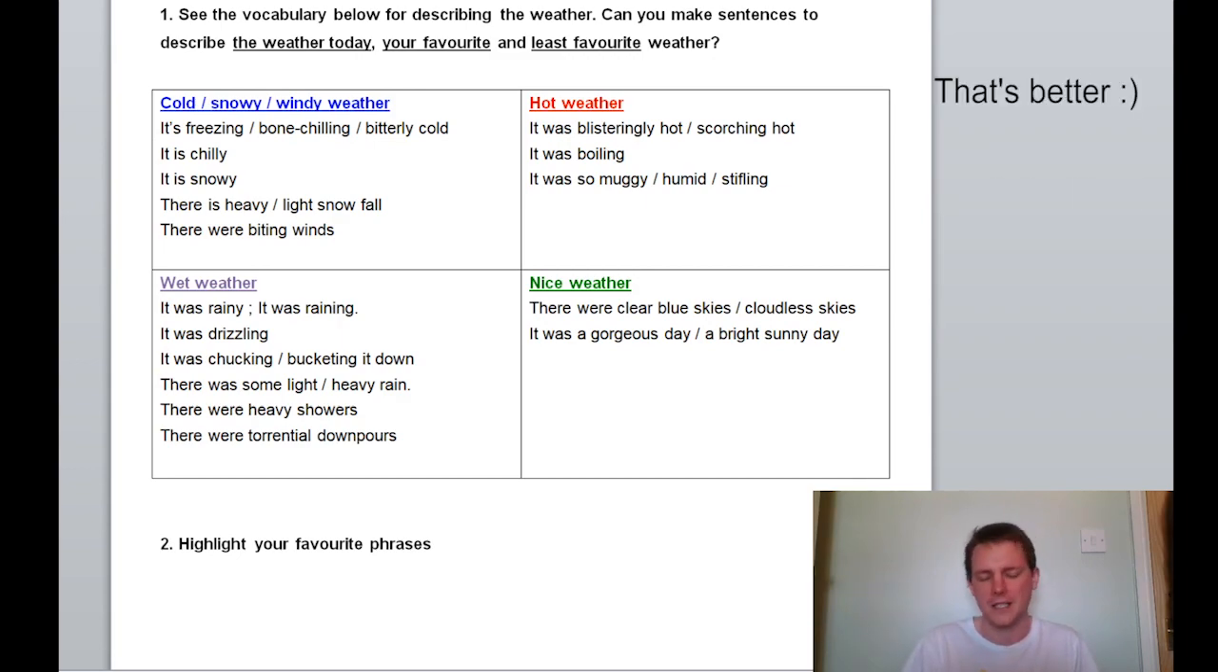Chucking it down, bucketing it down. That's what it means. There was some light rain, some heavy rain. Those are the collocations you can use. There were heavy showers. There were torrential downpours.